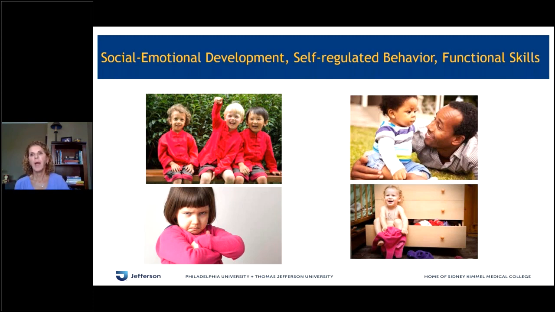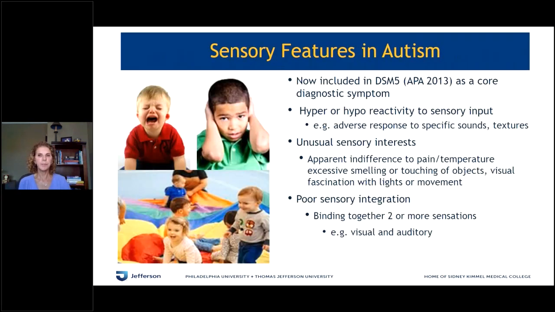So you can see that they provide an important foundation for many skills and behaviors. Now, what about the sensory features in autism? Well, they include, as we said, hypo- and hyperreactivity to sensory input, which means adverse responses to specific sounds, textures, taste, etc. These include unusual interests and apparent indifference to stimuli, such as pain and temperature.